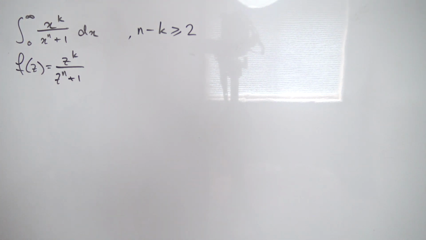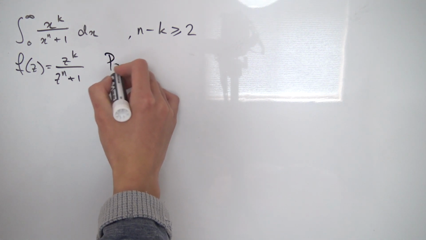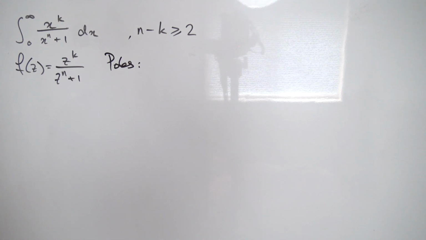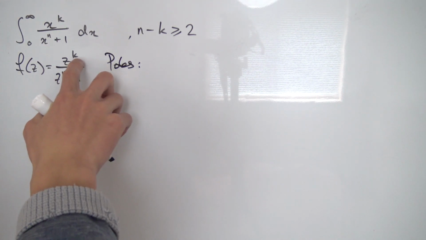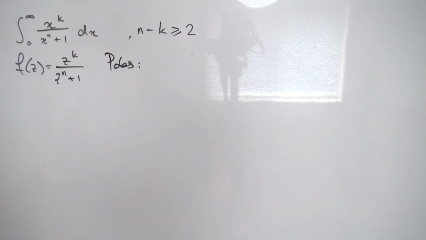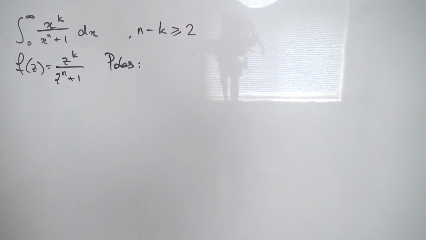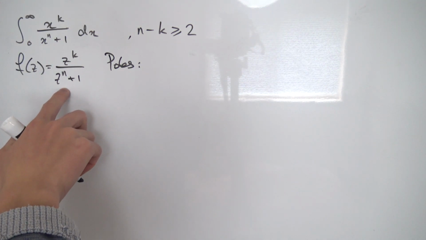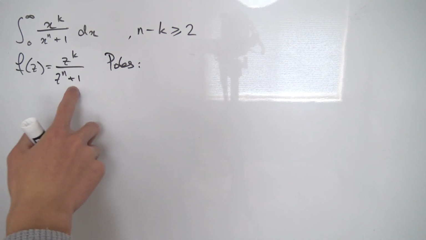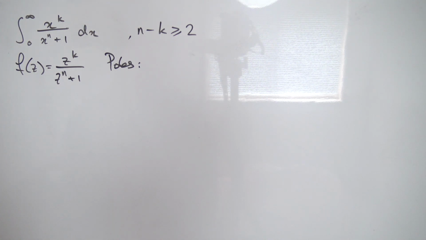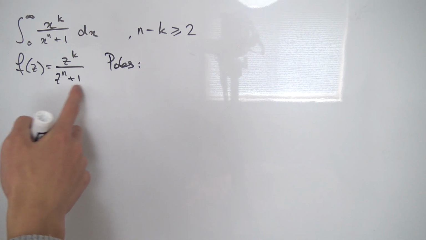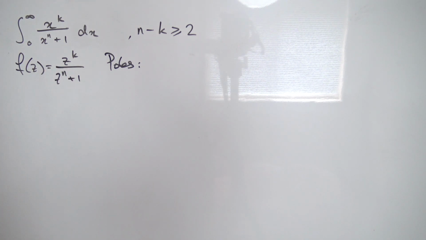And before we do that, we want to figure out where the poles are. So the poles. Where exactly are the poles of this function? Well, if you look at the top, z to the k is entire, defined everywhere on the complex plane because k is a natural number. And if you look at the denominator, we have z to the n plus 1. That's some kind of polynomial, so it's going to have some kind of complex poles because we can have zeros in the denominator.